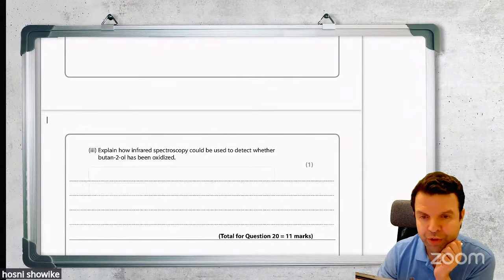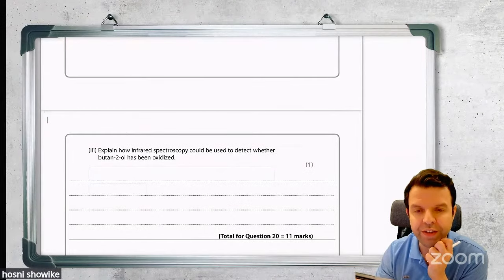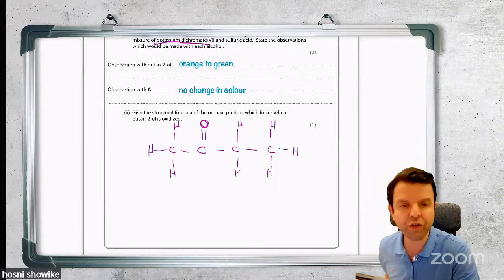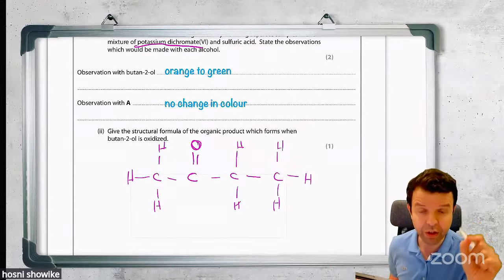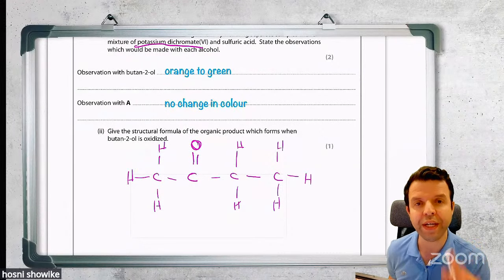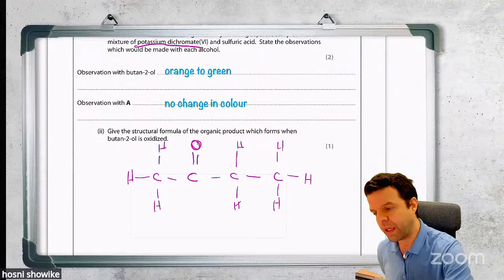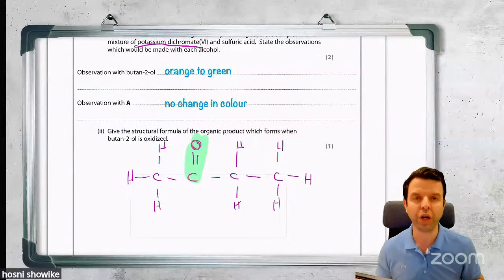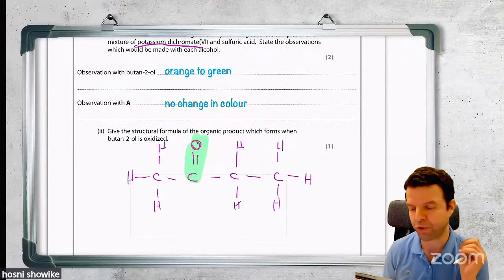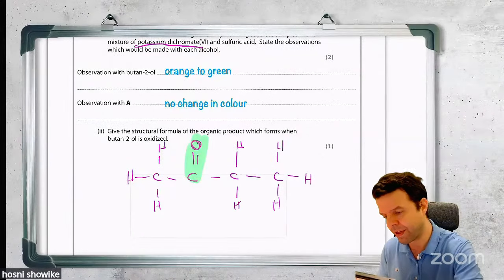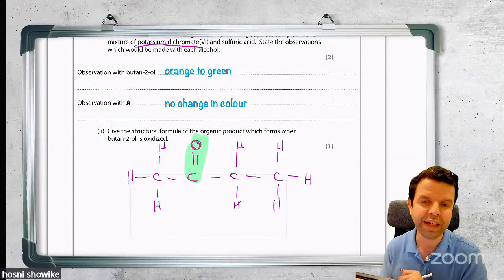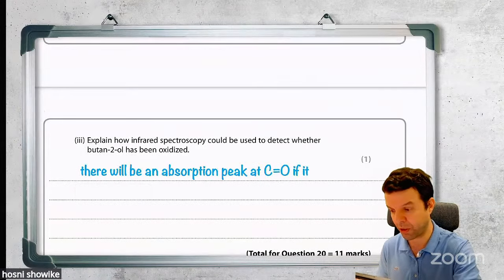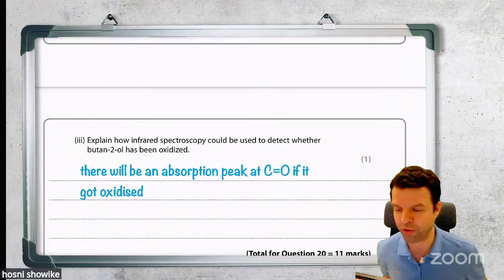If you're using infrared spectroscopy, it could be used to detect whether this has been oxidized. What organic group in this compound will tell you that this product is there? The only organic group that I have here is this. So basically, I will look up inside the infrared spectrometer for a band showing me this ketone group. So I'll tell them I'll be looking for a ketone group because that tells me that the alcohol got oxidized.